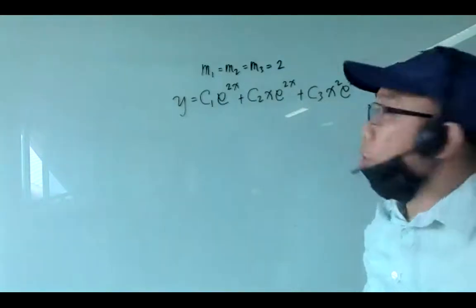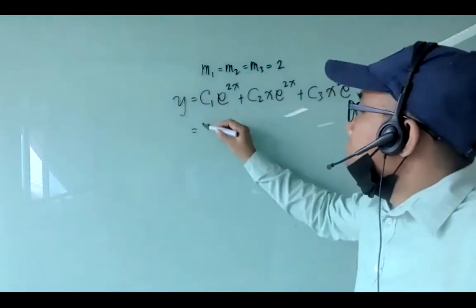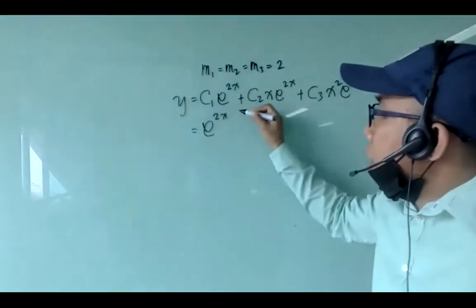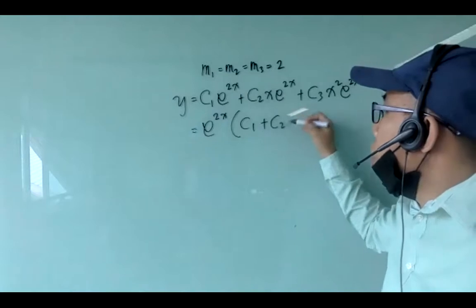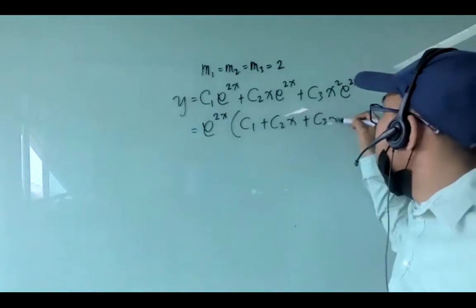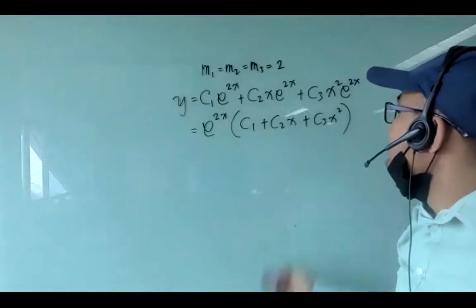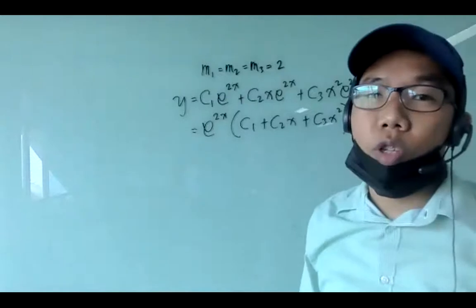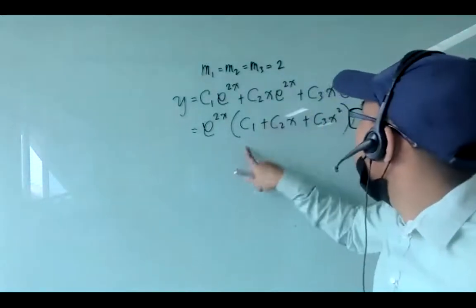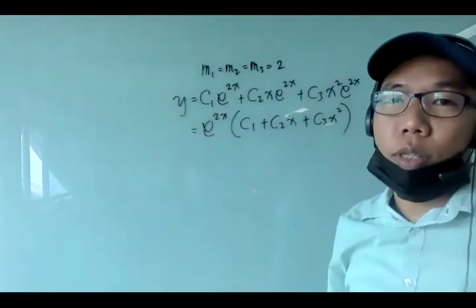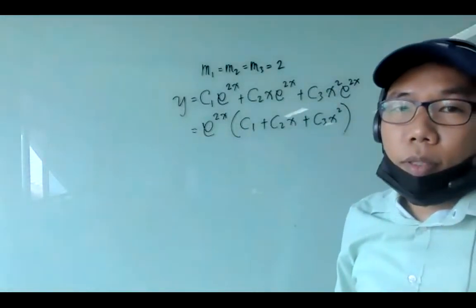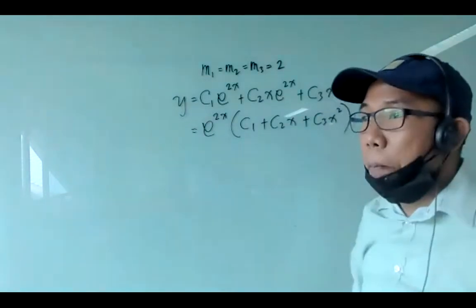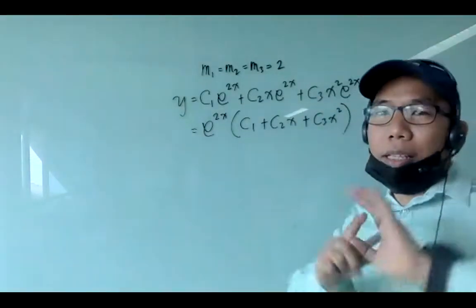Okay, yan yung solution. Or pwedeng naka-factor out, di ba? So, e raised to 2x times c sub 1 plus c sub 2 x plus c sub 3 x squared. Okay? So, pwedeng either of the two yung solution ninyo. Or pwedeng mauna muna itong term na to. So, c sub 3 x squared, so on. Understood? Nakuha? May tanong ba? May mga scenario ba kayo naiisip?